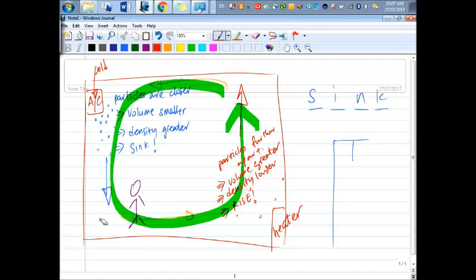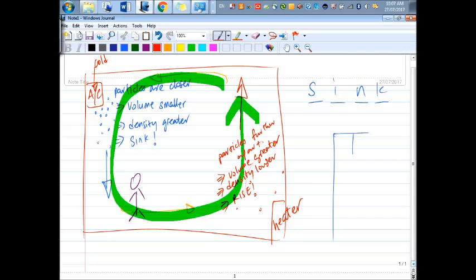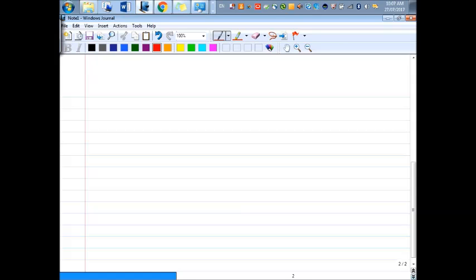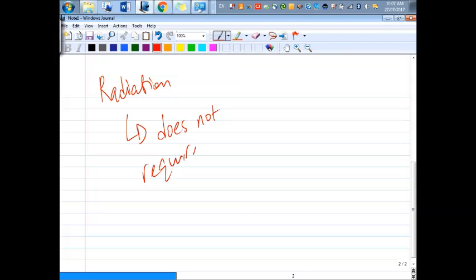Okay, so the next part that I'm going to be talking about will be, what's the last one? Radiation. Now in radiation, what is the main difference between radiation and conduction and convection? Radiation. Okay, start with a C, it's not a physics answer. The most important concept of radiation is that it does not require a medium.